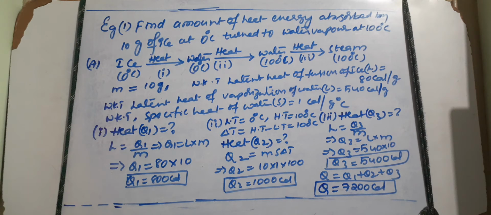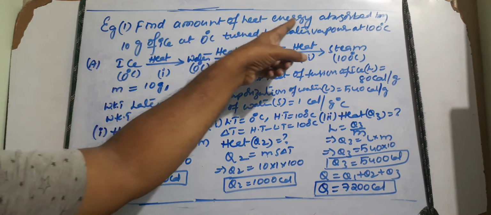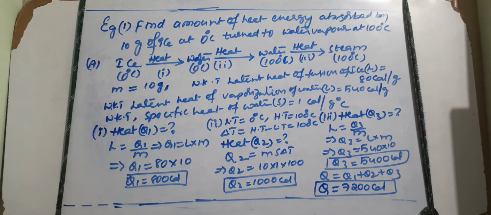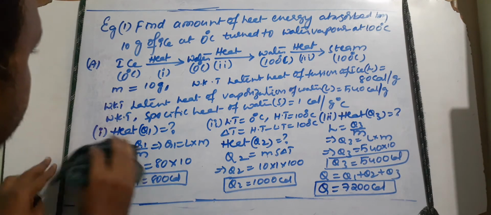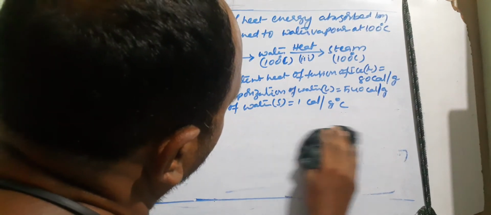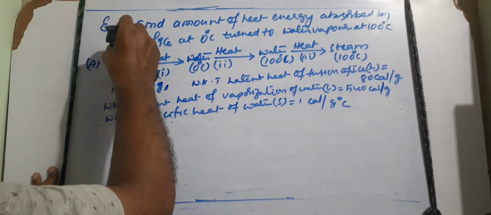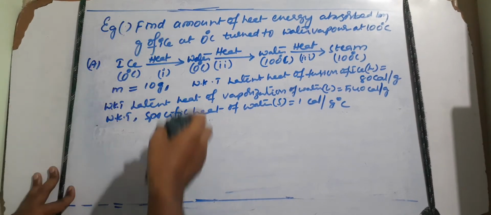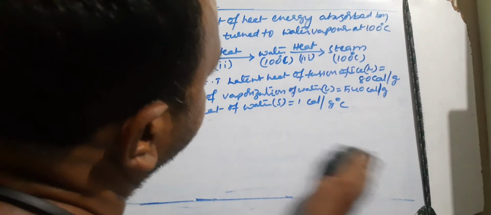So that's all. Next, another example. You can do the same thing: find the amount of heat energy absorbed by 1 gram of ice. So 1 gram of ice. Example 2.